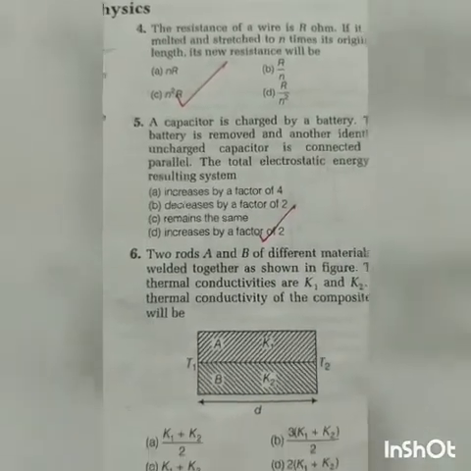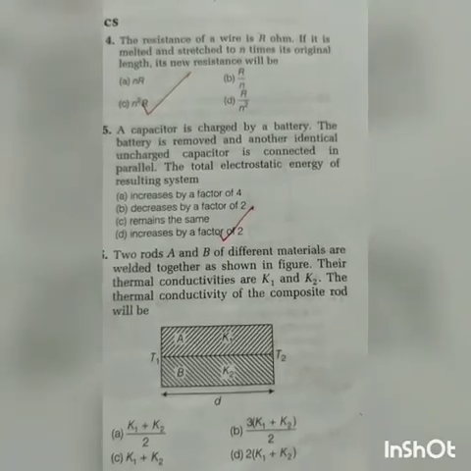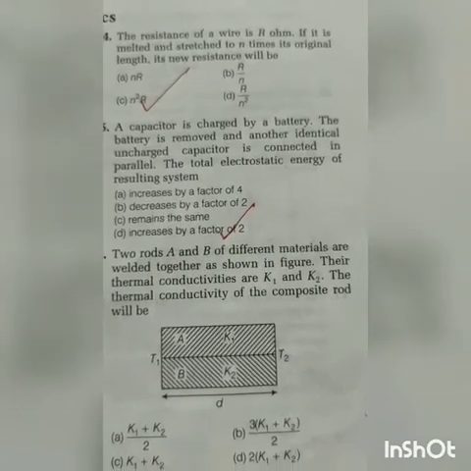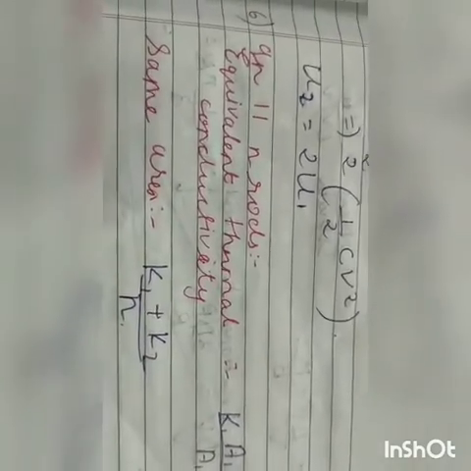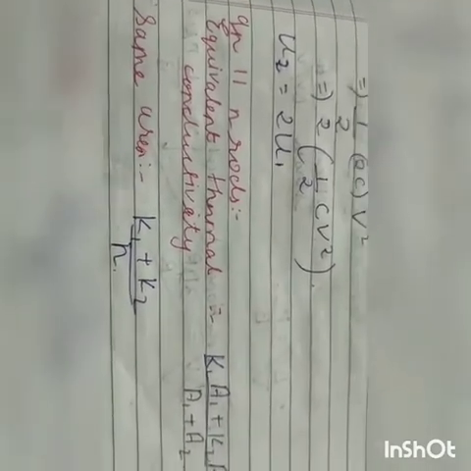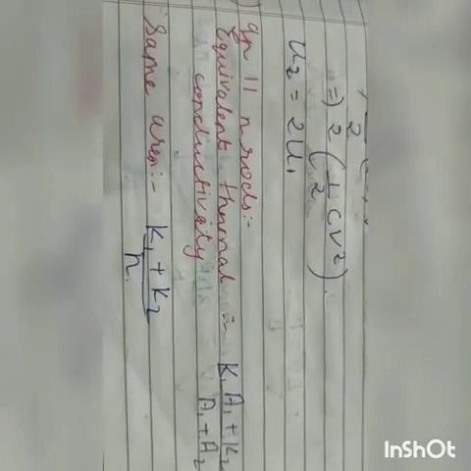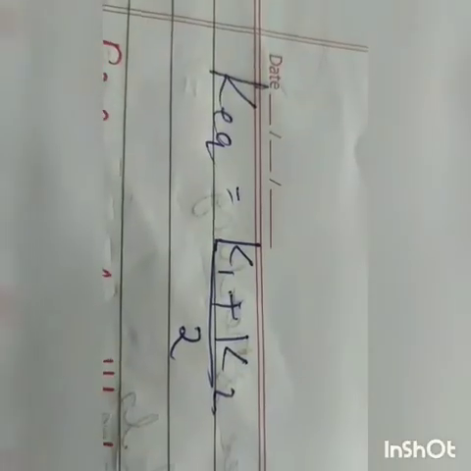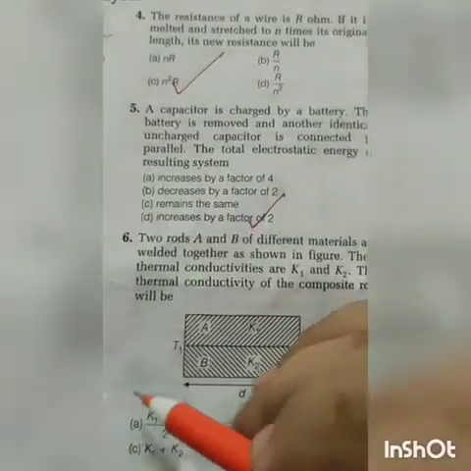Now question number 6. Two rods A and B of different materials are welded together as shown in the figure. Their thermal conductivities are K1 and K2. The thermal conductivity of the composite rod will be. So as we know that in parallel arrangement of rods, equivalent thermal conductivity is (K1A1 plus K2A2) by (A1 plus A2), and if they have the same area, so it is K1 plus K2 by 2. So our K equivalent will be (K1 plus K2) by 2. So C is the correct option here.